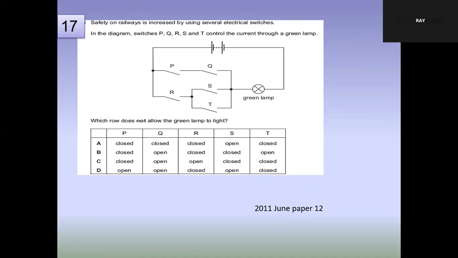The safety on railways is increased by using several electric switches. In the diagram, switches P, Q, R, S, T control the current to the green lamp. Which row does not allow the green lamp to light up? Yep. That's your answer.